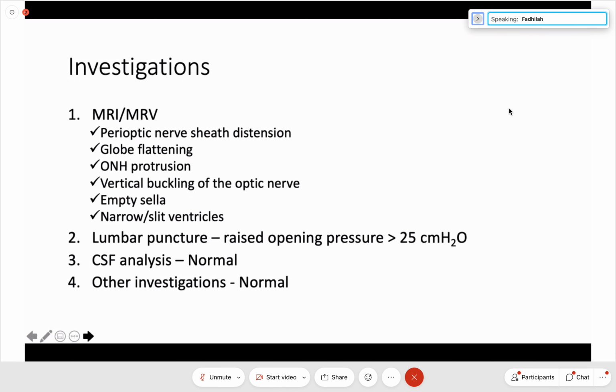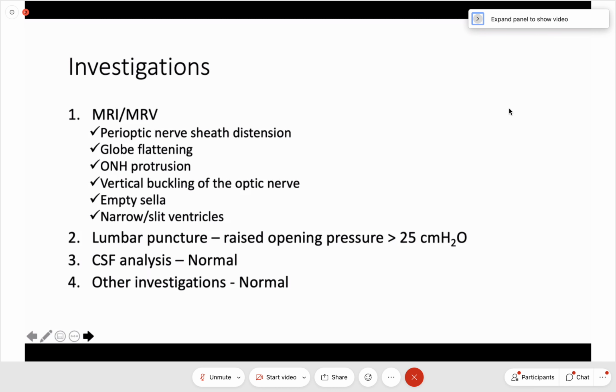In terms of investigation, a must: MRI and MRV. What we are looking for are perioptic nerve sheath distension, globe flattening, optic nerve head protrusion, and vertical buckling of the optic nerve. The optic nerve becomes buckled, so if you take a proper cut near the optic nerve, you can see that it's actually buckled upwards like that. And they can have empty sella, they can have narrow or slit ventricles as well.